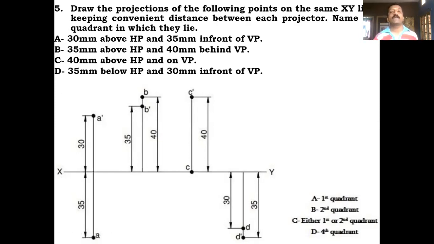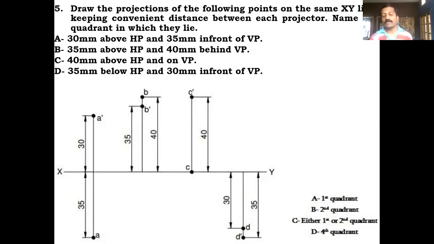Next, 40 millimeter behind VP. Behind VP means it is the top view information. While drawing the projection, behind VP means we should take above the XY line. That means you take 40 millimeter above the XY line and draw one small horizontal line. Already you have fixed the point B dash. You extend that vertical projector wherever it meets the horizontal projector of your 40 millimeter. You call that one more point, B, which is nothing but your top view. Now as per the information, the point B is in the second quadrant.